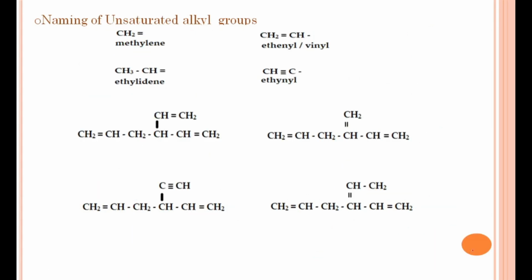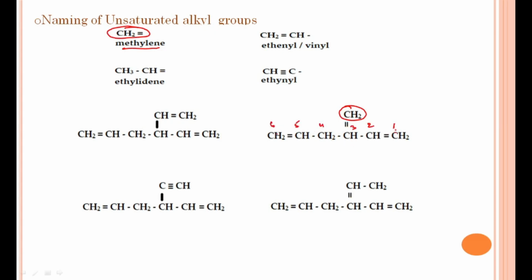When there is an unsaturated alkyl group present, we have to give specific naming for this. If this group is attached, then we have to give methylene. Here is the example. So how to give the numbering? If you give numbering from this side, it is getting third. If you give numbering from this side, it is getting fourth. So this will be the numbering: 3, 4, 5, 6.